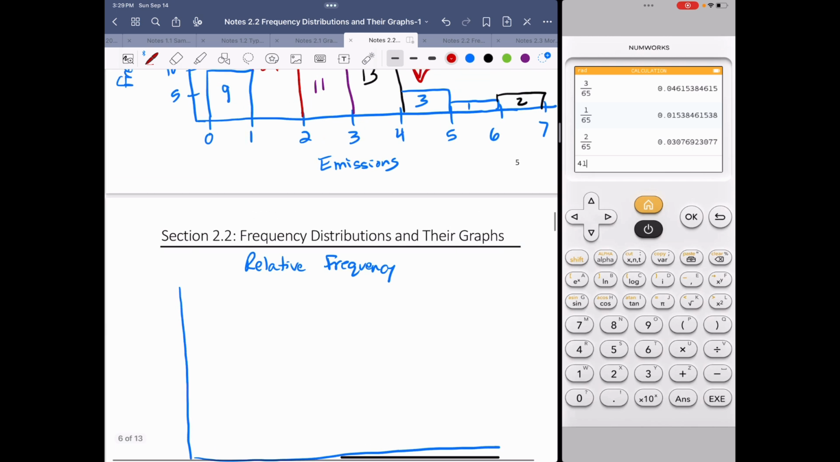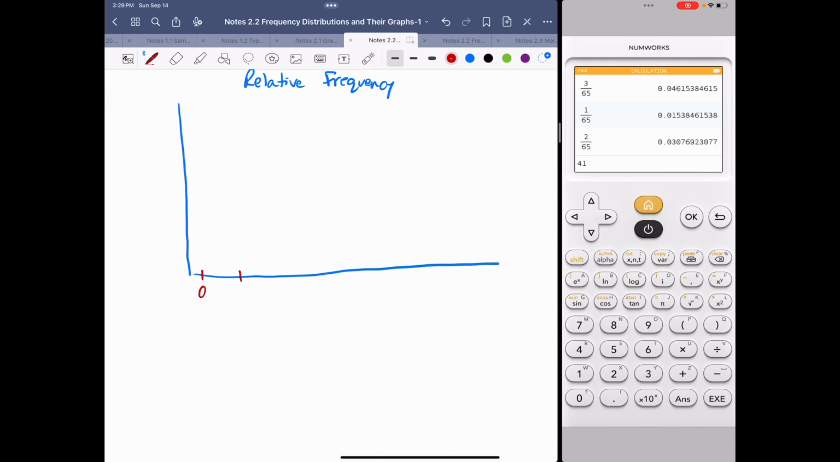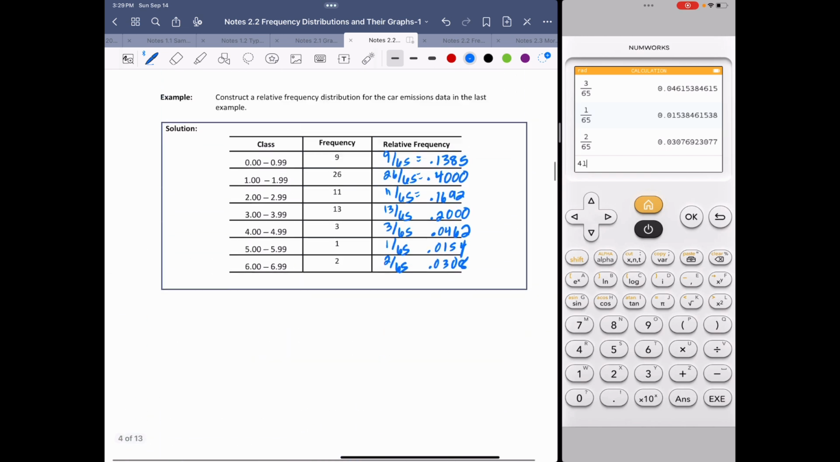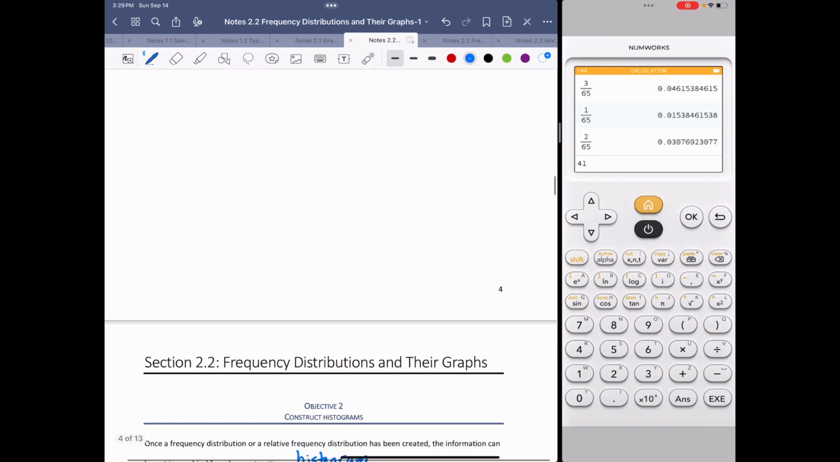When I do the relative frequency, I'm going to do the emissions the same way we did up there. So I'm going to go 0, 1, 2, 3, 4, 5, 6, 7. And this is emissions. And anytime you're doing relative frequency, you're doing the decimals. Anytime I do decimals, I'm going to count by tenths. And when I look at this one, I need to get up to 4.4.